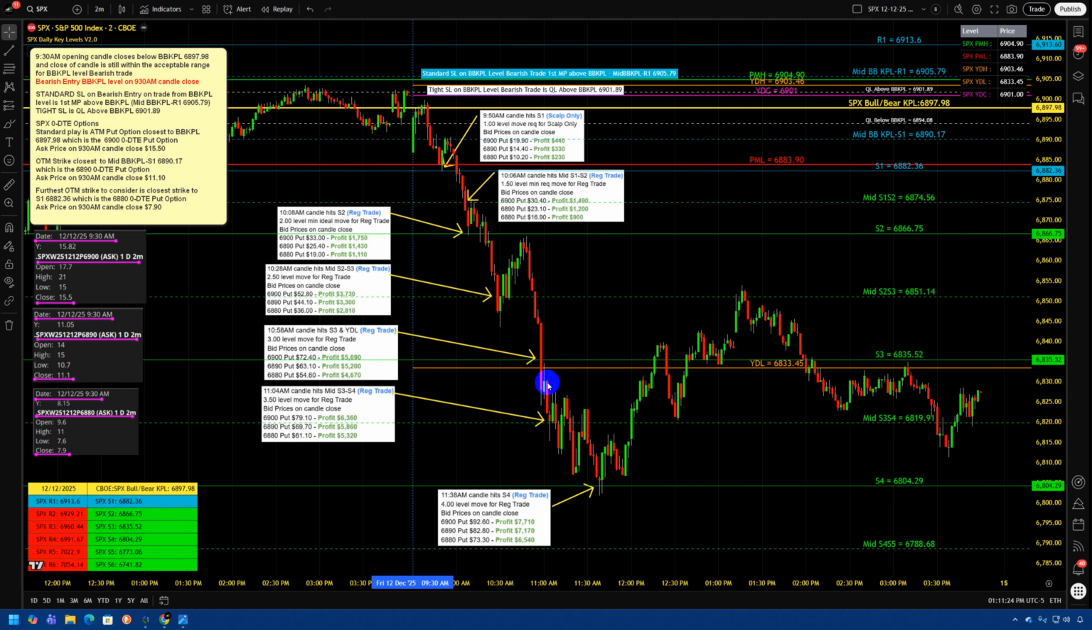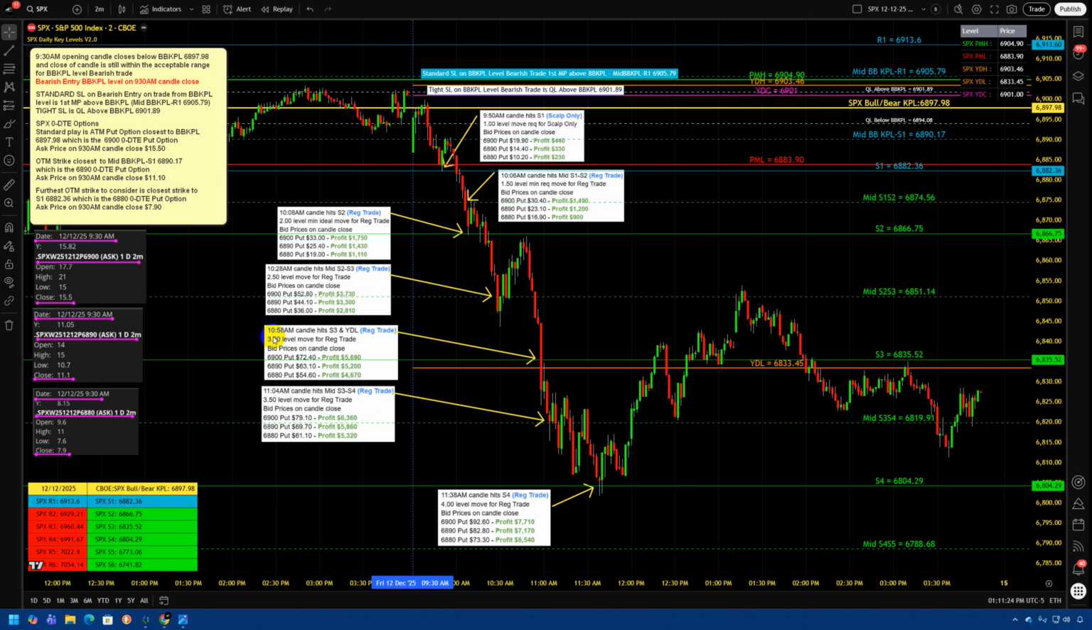Then I had another red candle after that. Eventually it did find its way back to the YDL level and did pop up above it, but was not able to hold on. And we, of course, as you can see here, closed the session below the YDL level.